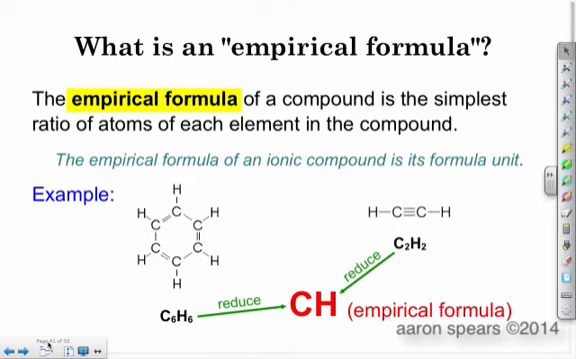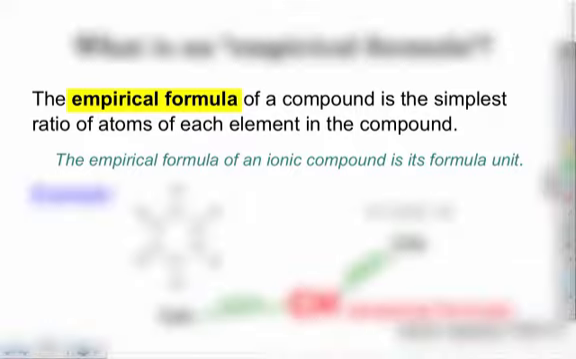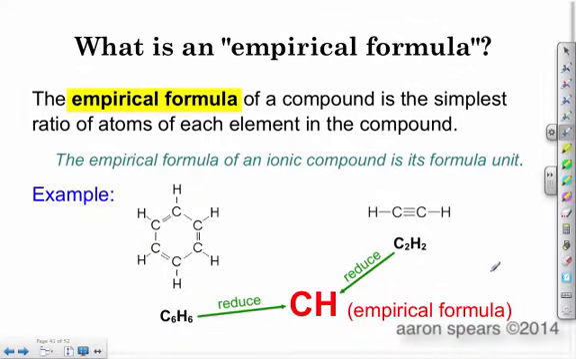In today's lesson, we are learning how to find the empirical formula of a compound from experimental data. Let's first look at what an empirical formula is. The empirical formula of a compound is the simplest ratio of atoms of each element in the compound. So what does that statement mean?